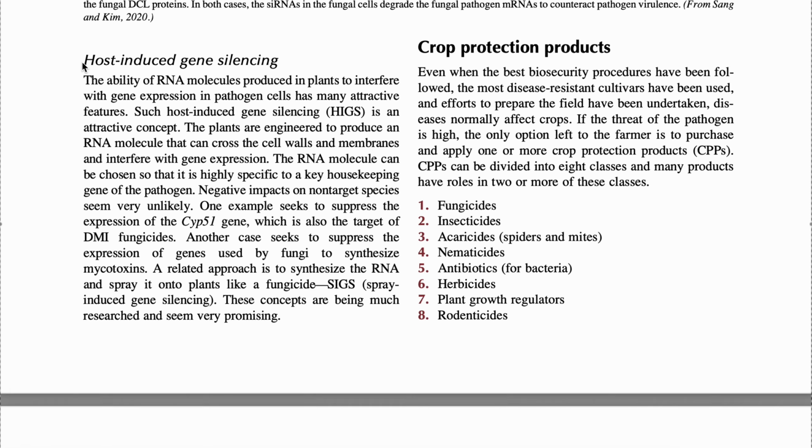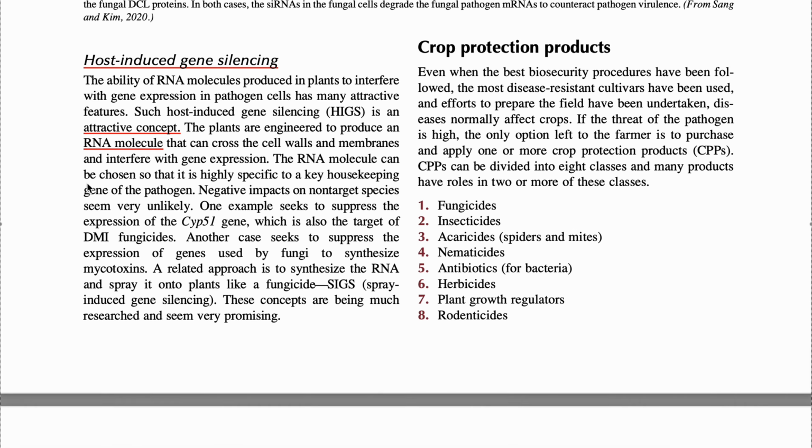The next is host-induced gene silencing. The ability of RNA molecules produced by plants to interfere with gene expression by the pathogen cells has many attractive features. Such host-induced gene silencing is an attractive concept. The plant is engineered to produce an RNA molecule that can cross all cell walls and membranes and interfere with the gene expression.